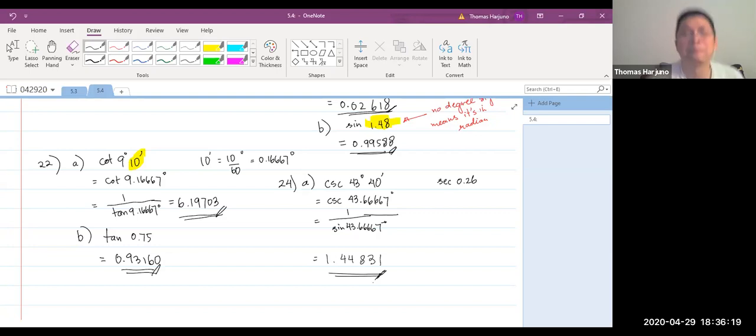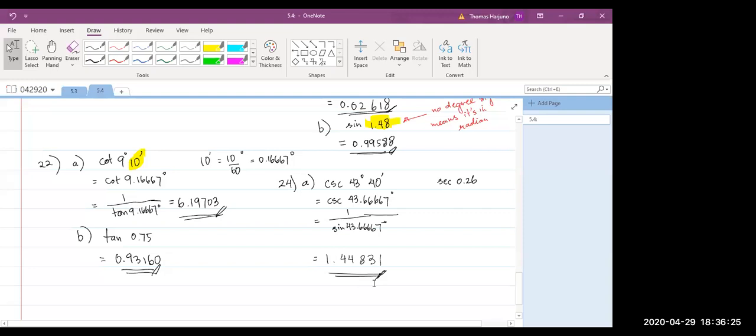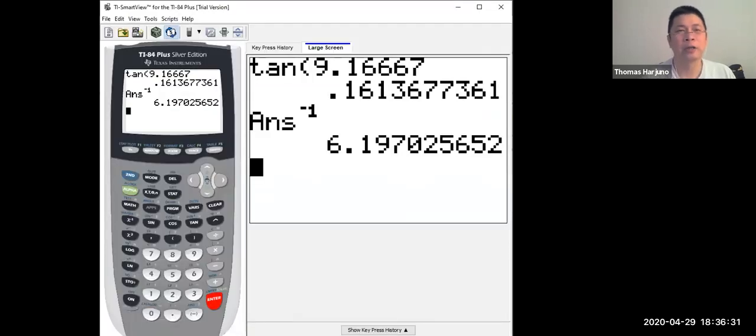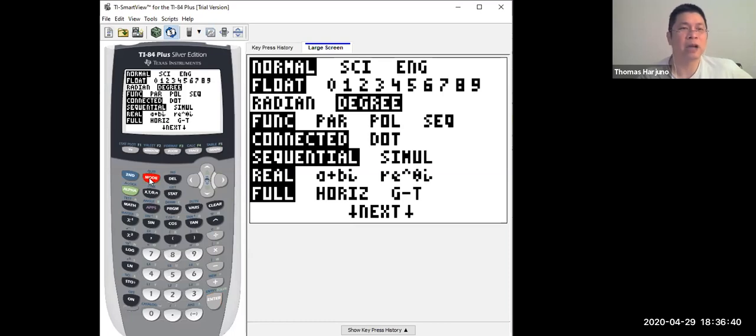I have my calculator on my computer, the TI-84 emulator. Now this calculator is in degree mode. However, if you look at me here, I have another calculator in my hand. Now this calculator will be in radian mode. So here's the thing.